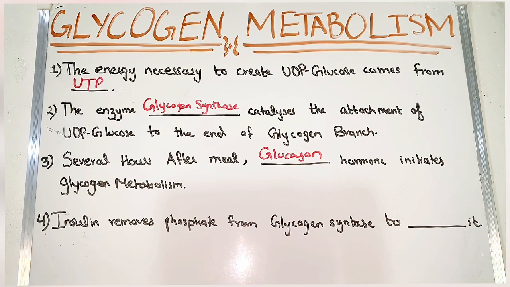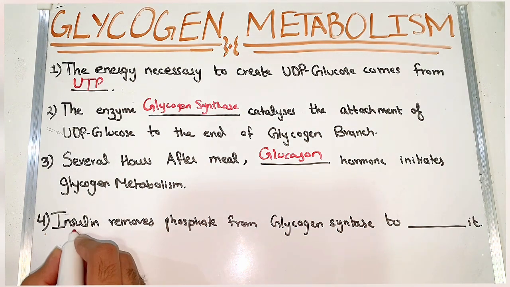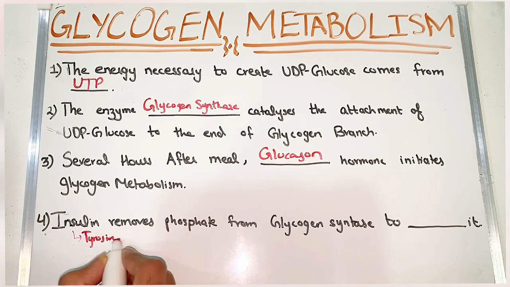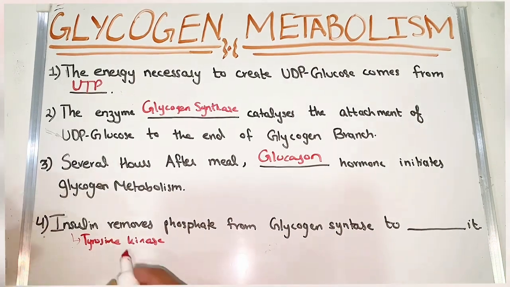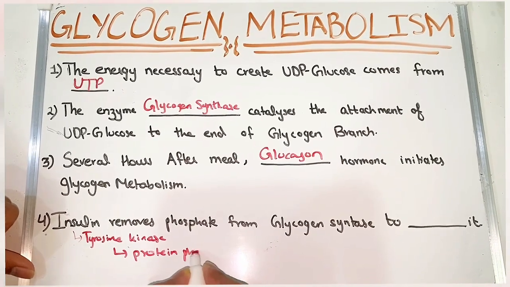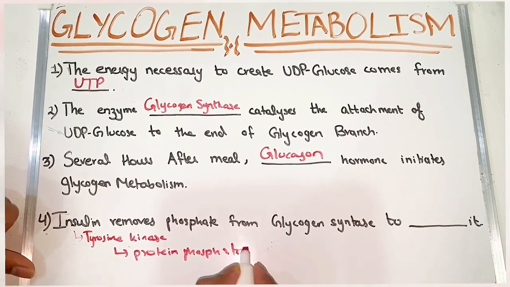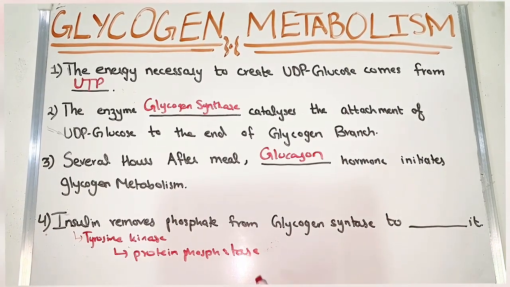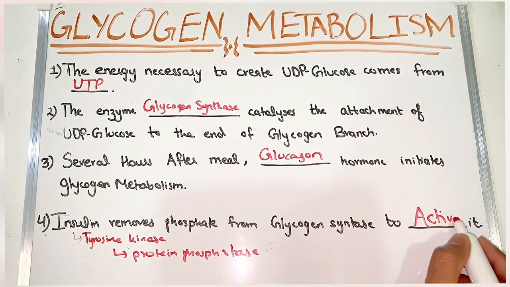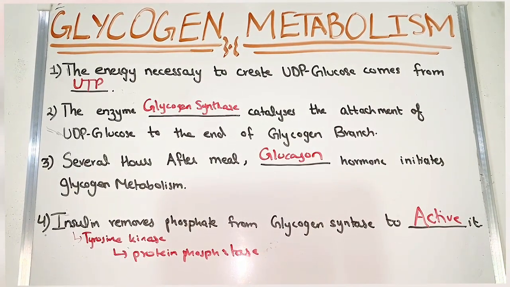So the fourth question is, insulin removes phosphate from glycogen synthase to dash it. As we know that insulin attaches with the tyrosine kinase receptor present on the cell to initiate glycogen production. So tyrosine kinase will initiate protein phosphatase, which will remove phosphate from glycogen synthase to activate it. When we remove the phosphate ion, the activation happens, and when we add it, then deactivation happens.